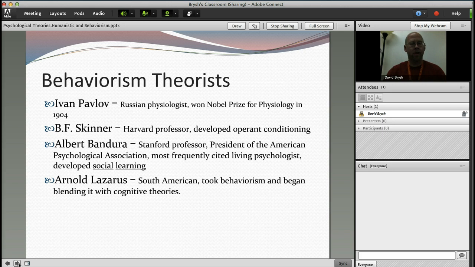Albert Bandura is also another behaviorist. We're getting from older to newer. Albert Bandura is a Stanford professor. He's the president of the American Psychological Association. He's the most frequently cited living psychologist, if you can believe that. He developed a theory called social learning, which is kind of based off of Skinner's work.